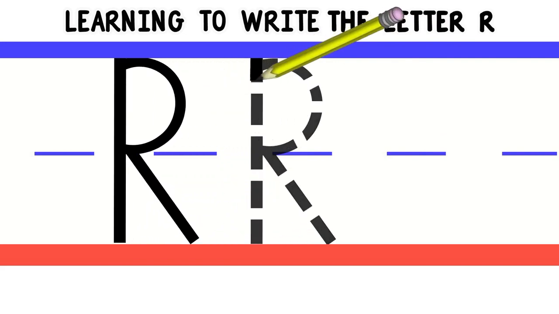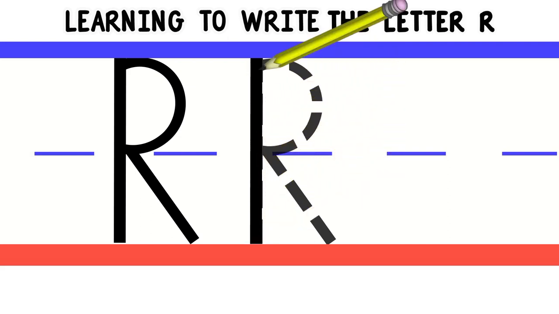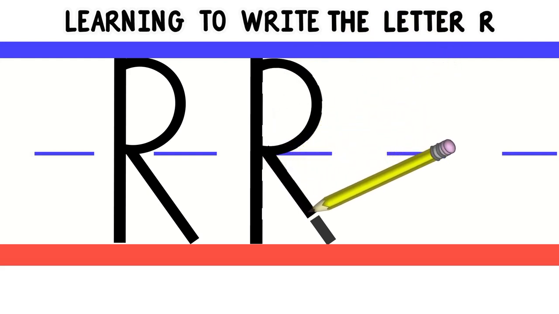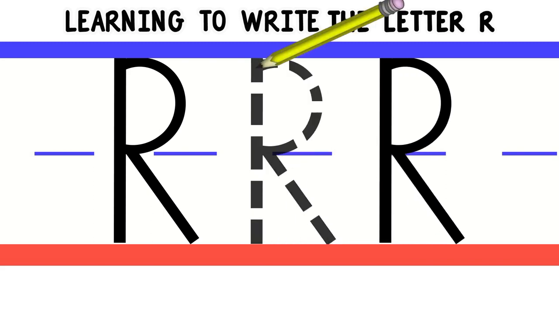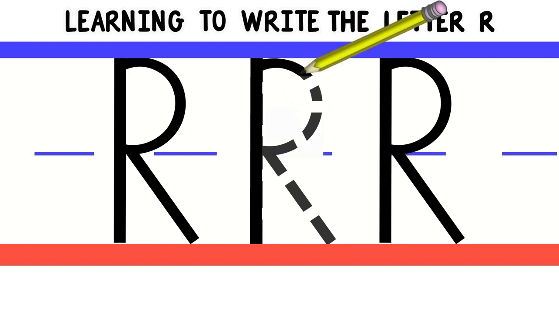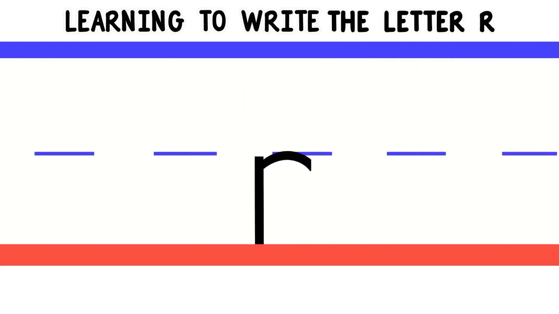We'll start at the top and do a straight line down. Then go back to the top and do a curved line around. Then we'll do a diagonal line down. Good job! Now you try. Good work! Now let's move on to lowercase or little r.